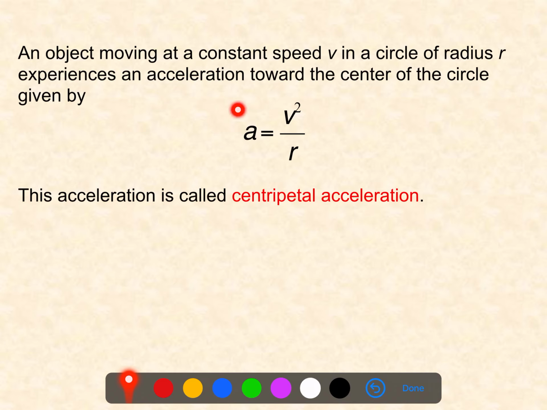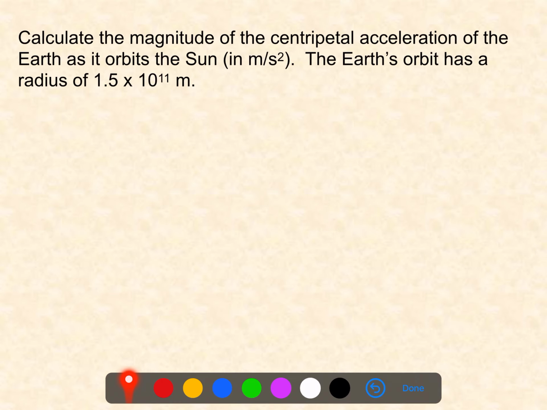But this equation, along with some basic information about the Earth's orbit, getting back to the example we were just discussing, is enough for us to quantify what the centripetal acceleration is on the Earth as it travels around the Sun. So this is the radius of the Sun's orbit in meters. That's the average distance between the Earth and the Sun, which in miles that we may be more comfortable with is about 93 million miles.